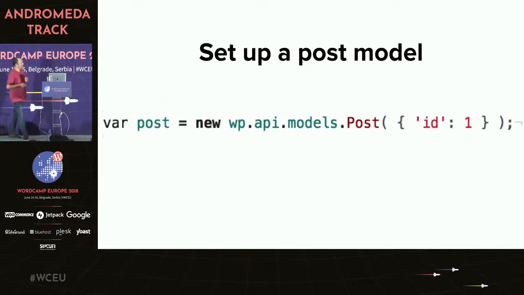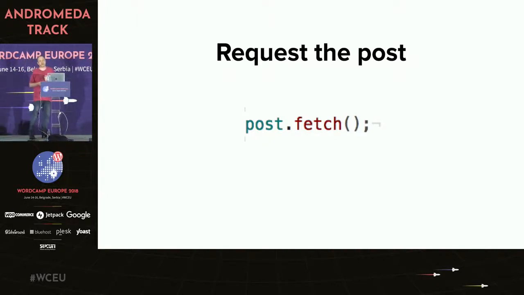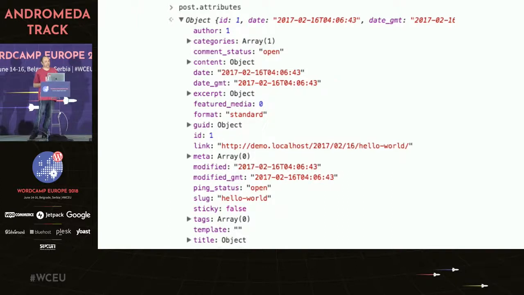So for example, to use a post, I just create a new wp.api.models.Post. Here I'm passing the ID of 1, which will be the default Hello World post that comes with WordPress. And then because this is Backbone, we just do post.fetch to load the data from the REST API. And now my post model is full of all the attributes from the post.